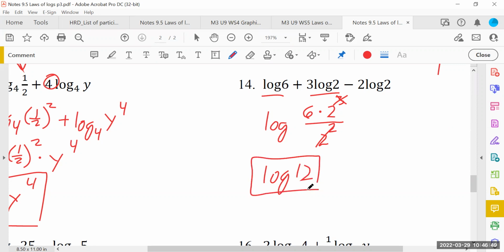But wait, we could even have done this here. Does everyone see that I have 3 log 2's minus 2 log 2's? What's 3 log 2 minus 2 log 2? 1 log 2. That's what I'm doing here. I can subtract these. It's the same as reducing the fraction. Both of them will get you the same answer. Either way, I should get log of 12.